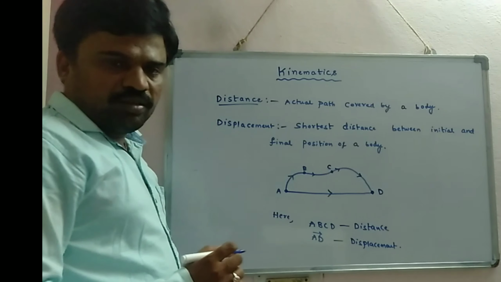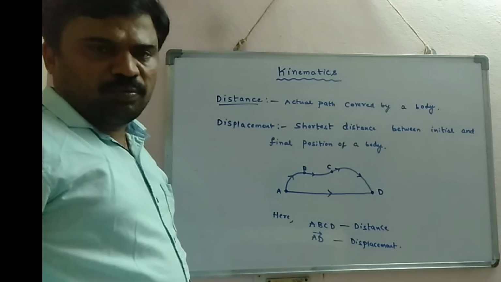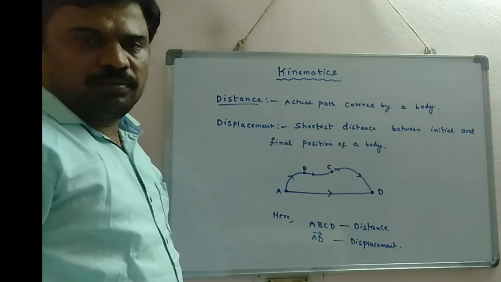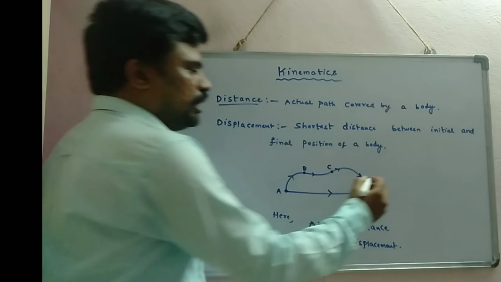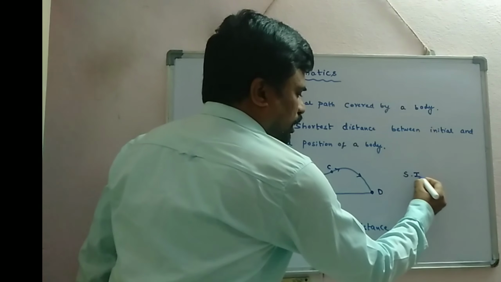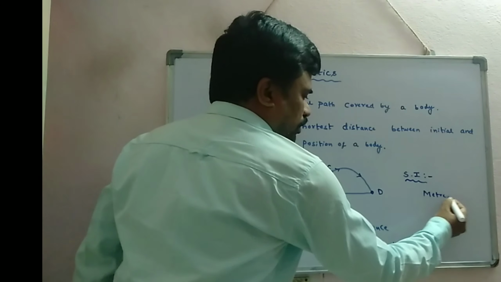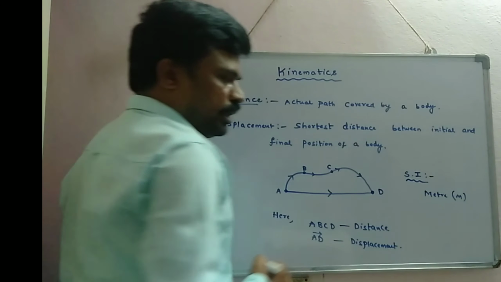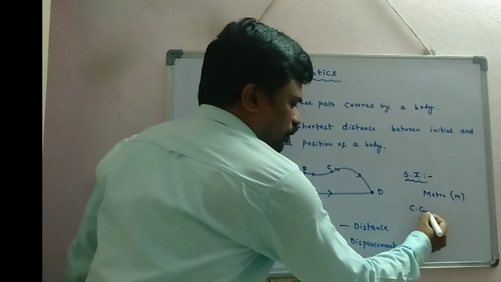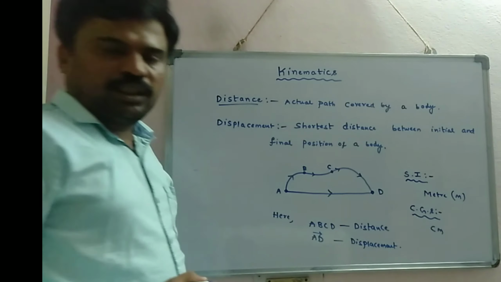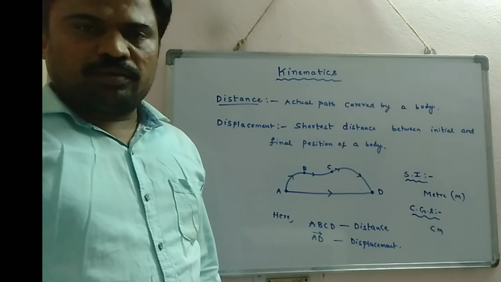Let us know the units of distance and displacement. The units of distance and displacement are the same. The SI unit of distance and displacement is meter, and the CGS unit is centimeter.